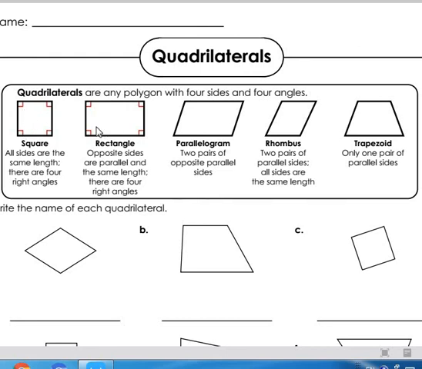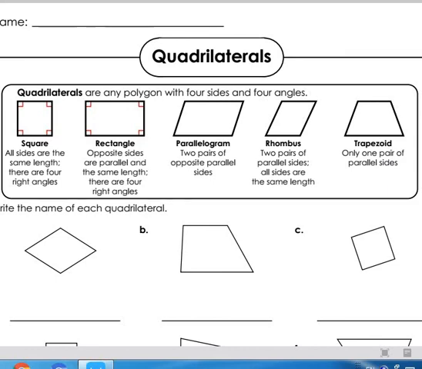The rectangle: opposite sides are parallel and are the same length. There are 4 right angles. Here each 2 opposite sides are also parallel. The parallelogram has 2 pairs of parallel sides. Each 2 opposite sides are parallel. The rhombus has 2 pairs of parallel sides. All sides are equal in length. This is the trapezoid, with only 1 pair of parallel sides.